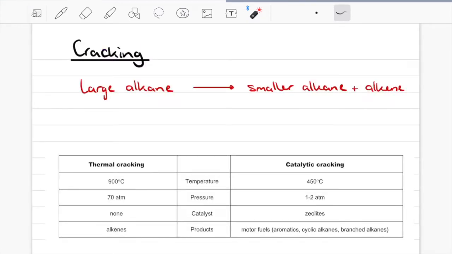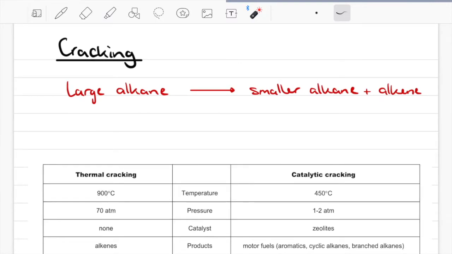So cracking in a nutshell is when you take a large alkane and you break it apart, and in the most standard version you break it into a smaller alkane and an alkene.